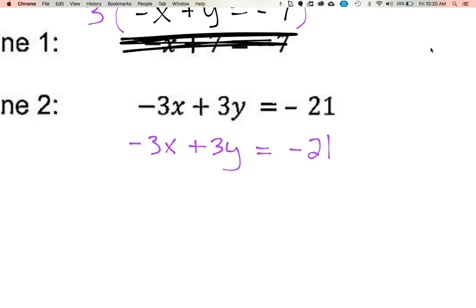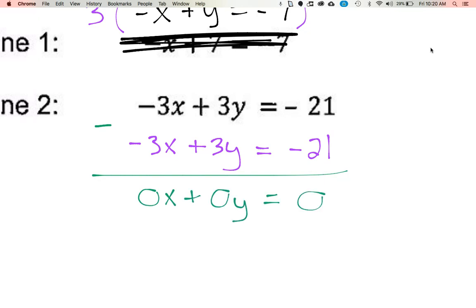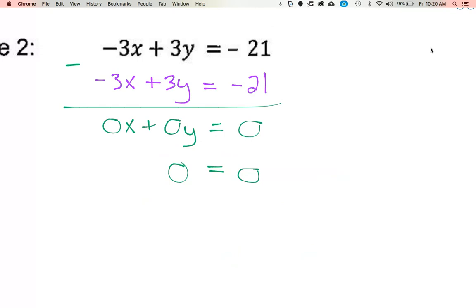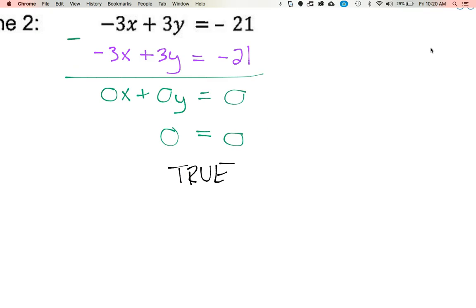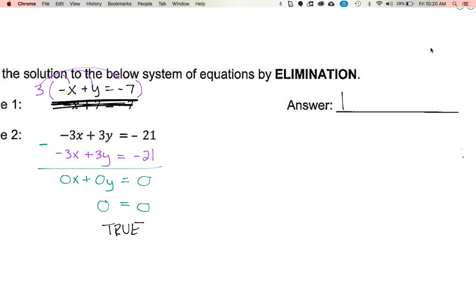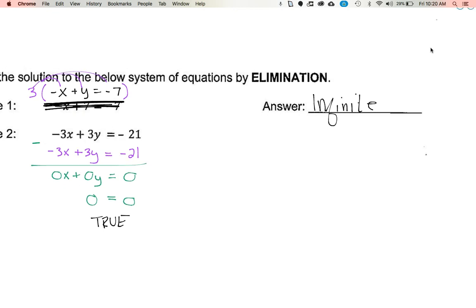Now, it might take you a little bit longer to realize that. Maybe you haven't realized it yet, and you're going to subtract all of them. You're going to get 0x plus 0y equals 0. So you're going to get 0 equals 0. And that's a true statement. 0 does, in fact, equal 0. Since they're the same exact equations, our solution is infinite. Infinite solutions.